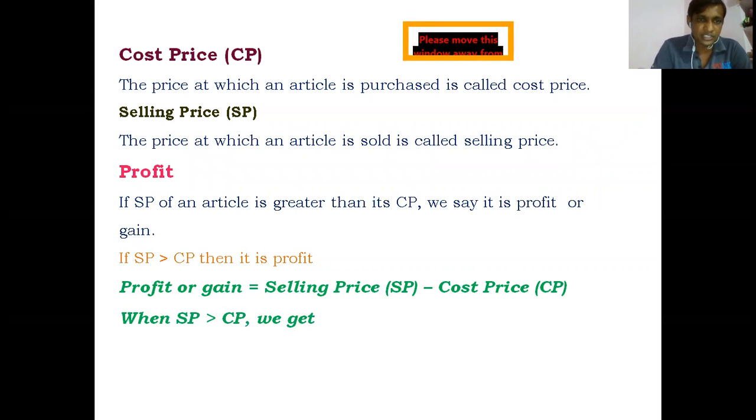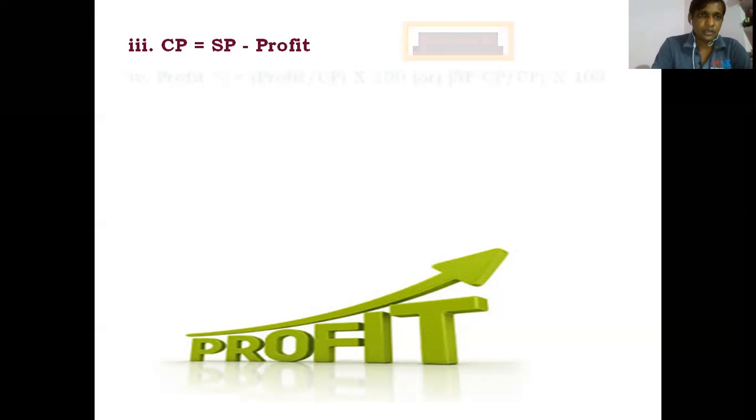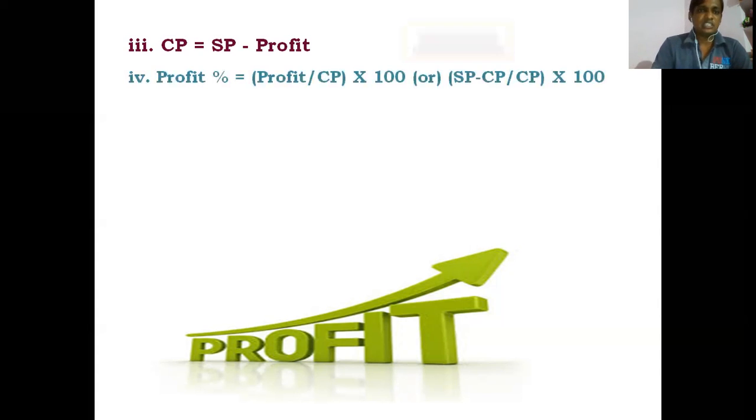The first one is profit is equal to SP minus CP. Now taking CP to the left side, SP is equal to profit plus CP. The next formula is CP is equal to SP minus profit. And profit percentage is equal to profit by CP into 100, or (SP minus CP) by CP into 100, that is, selling price minus cost price by cost price into 100.